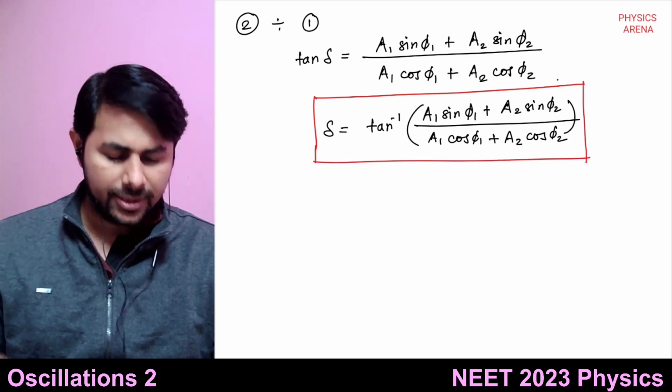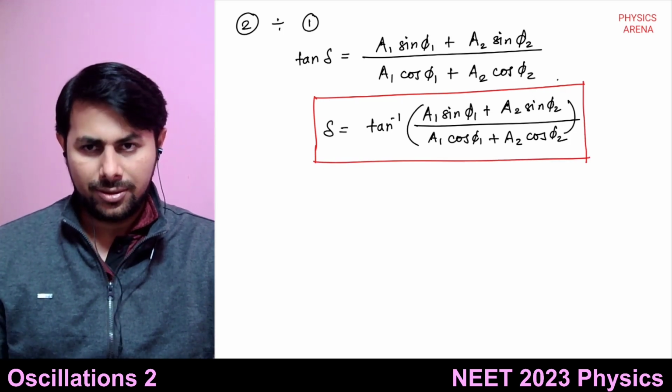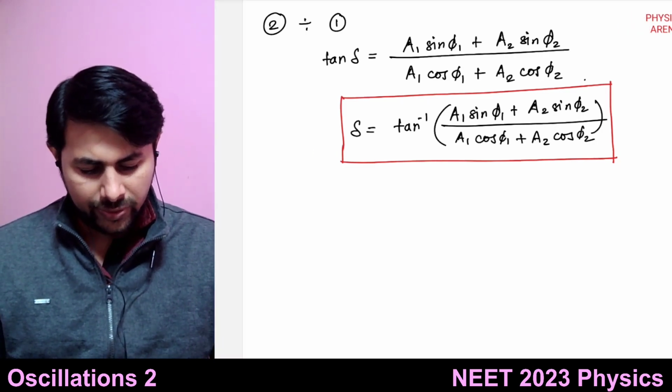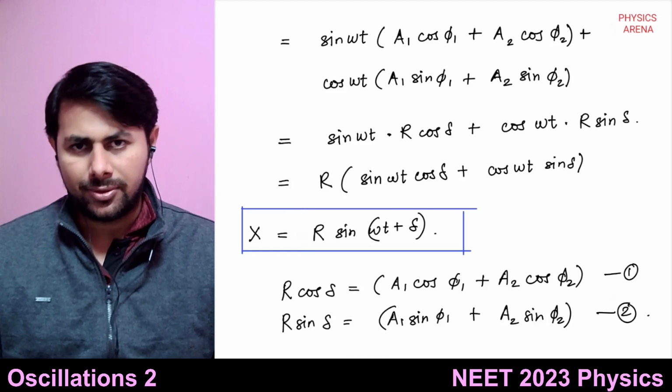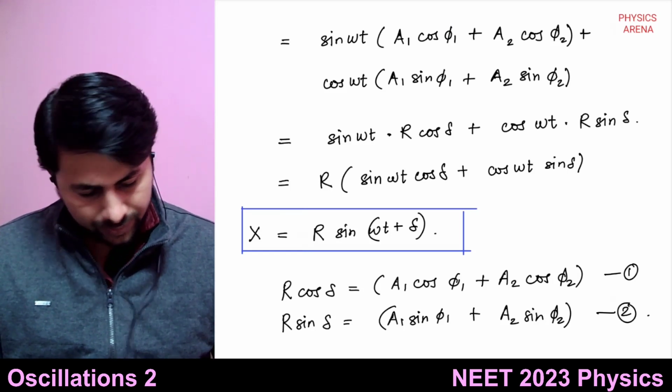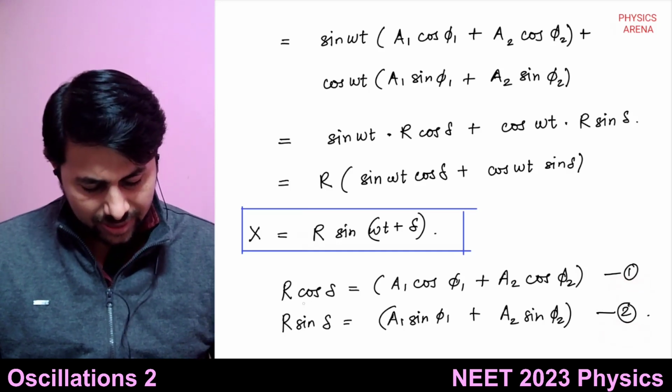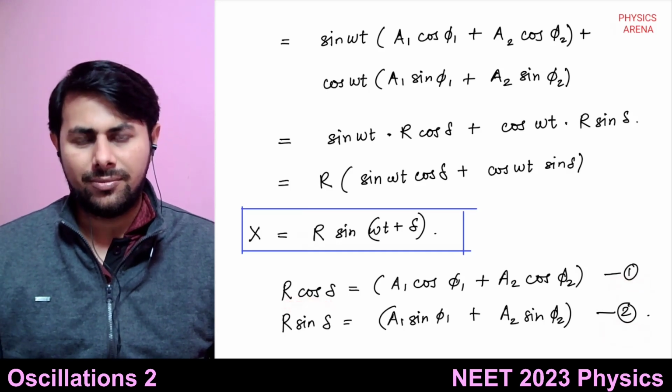So delta is the resultant phase. Then we want to find out the amplitude. For that, these two equations are telling us that we have to square and add them.